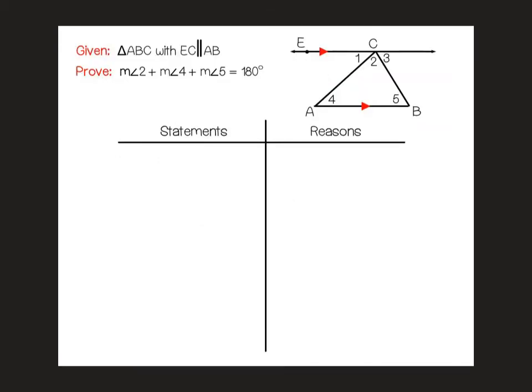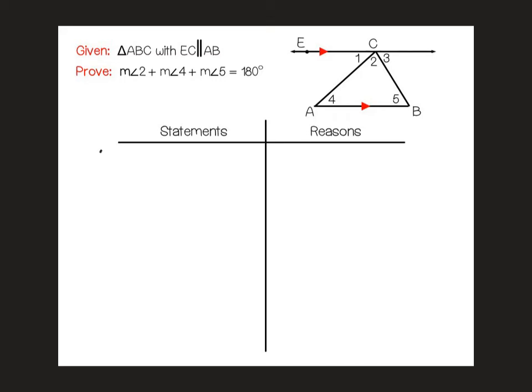Now we're going to prove the triangle angle sum theorem. When we're proving that theorem, we cannot use it in our proof. So we unfortunately can't just say angle 2 plus angle 4 plus angle 5 equals 180 because of the triangle angle sum theorem. We have to prove that it actually works.